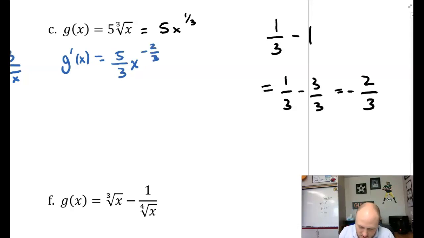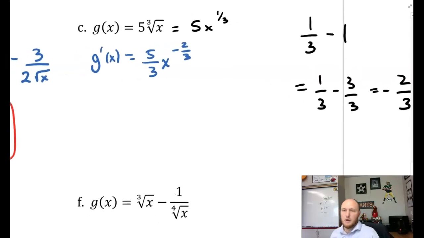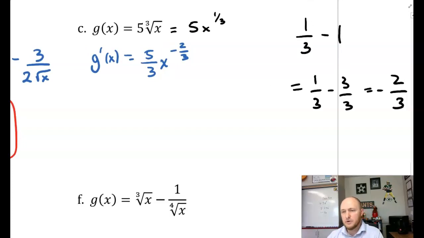And those become common, and you'll become much more fluent with them as we see these examples. Subtracting 1 from 1/3, subtracting 1 from 1/2, so on and so forth. Okay, and then I'm going to move this again into the denominator. So 5 over 3 times x to the power of negative 2/3.